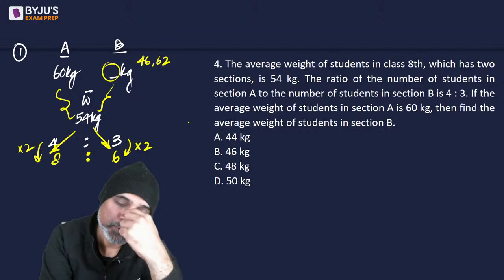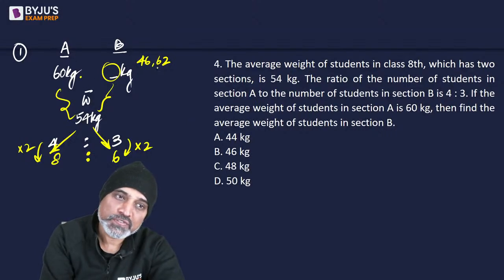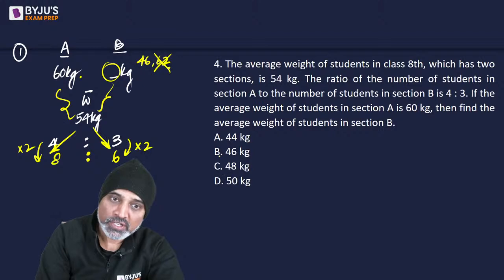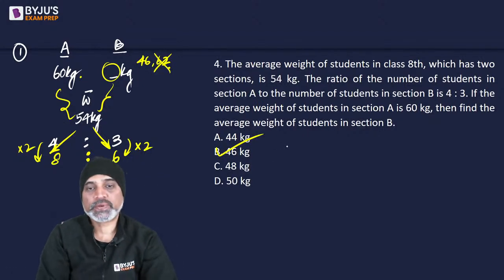And another way to understand this is the average of 60 and 62 will lie between 60 and 62, and it cannot be 54. That is another reason to strike out 62. The answer will become option B, right? So this is the first way.